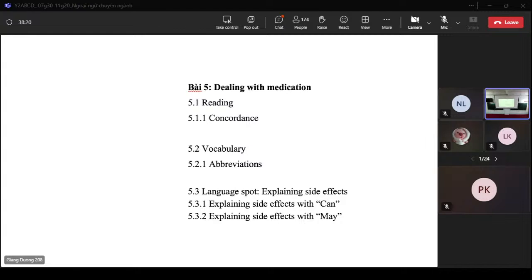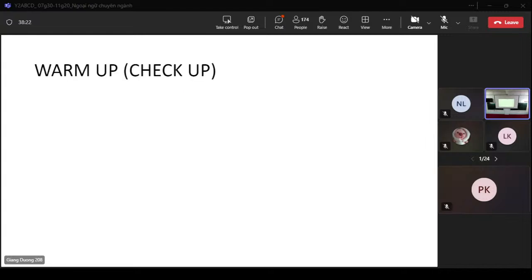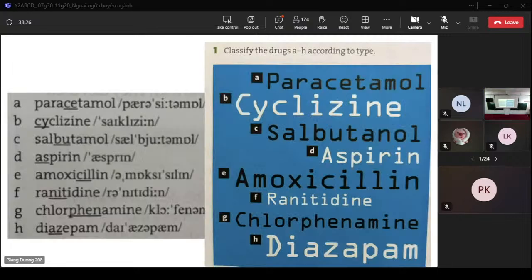Alright, now the topic dealing with medication. Warm up activity. Alright. These are the names of the medication with the pronunciation.